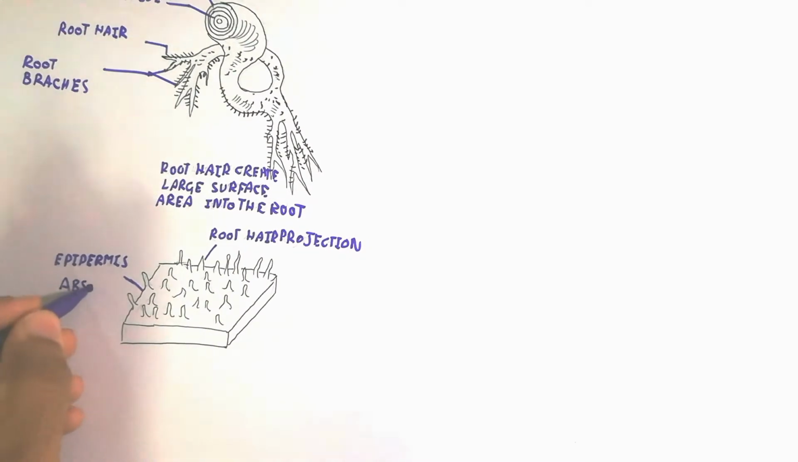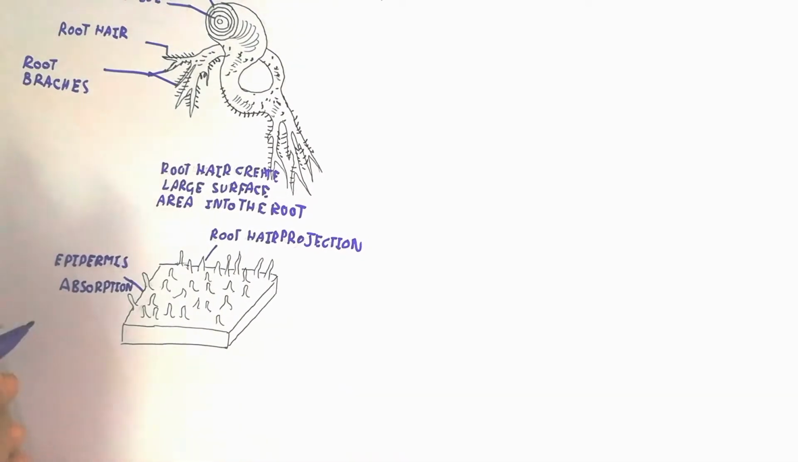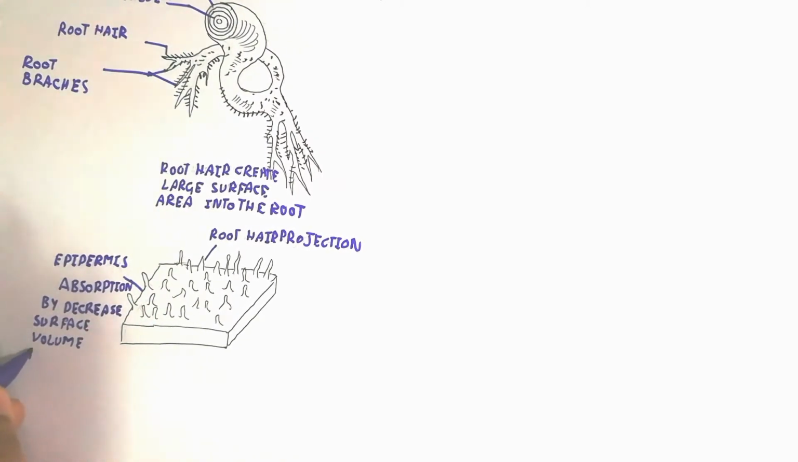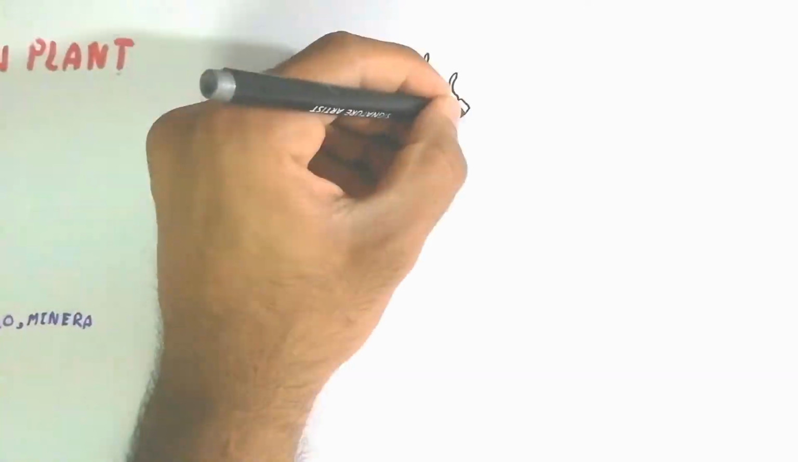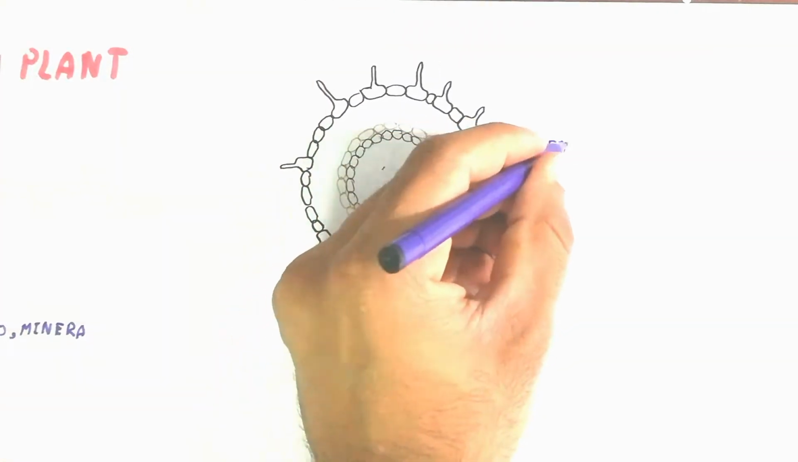So the root hair projection is a similar action. The absorption of water is more, but the volume of the root is less due to the projection of root hairs, while the function is enhanced. That enhanced function is due to the projection of hairs, which are known as root hairs.